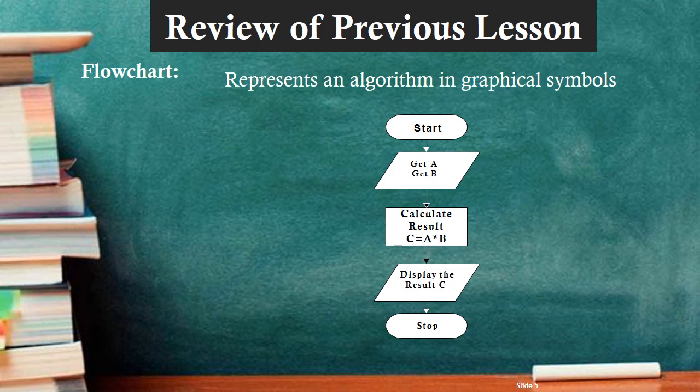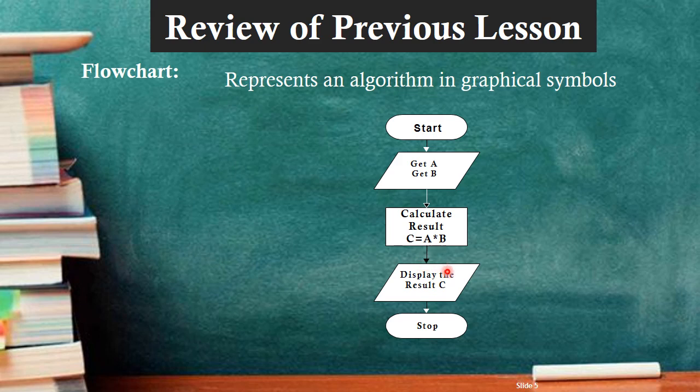What are flowcharts? Flowcharts are the graphical representation of an algorithm, as you can see in this example. Here we are going to multiply two variables, and the result will be stored in the third variable, that is C. First of all, we will start the flowchart with the start terminal, and then we will input these two numbers. We will take the input from the user, A and B, then calculate the result, and the result will be stored in the third variable, that is C.